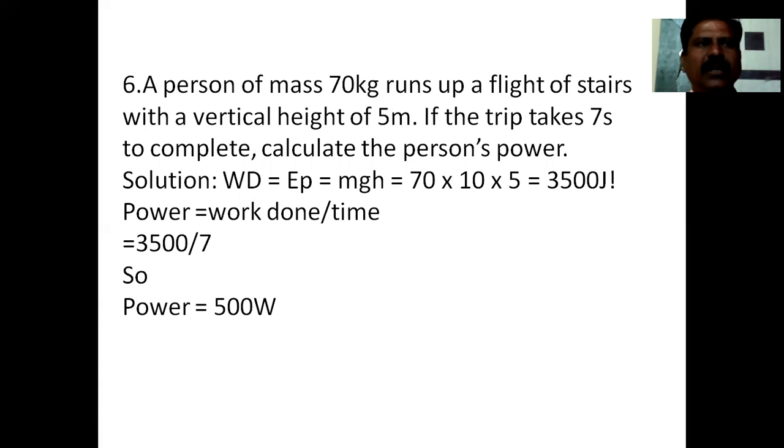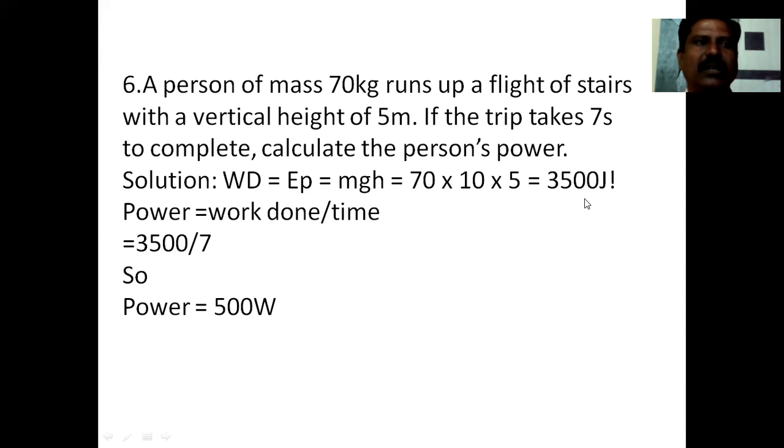Okay. Next, on power: a person of mass 70 kg runs up a flight of stairs with a vertical height of 5 meters. If the trip takes 7 seconds, calculate the person's power. Here the work done is equal to the potential energy produced by that person. So work done is equal to Ep, that is equal to mgh. Here M is the mass of the person, 70, the acceleration due to gravity is 10, and the vertical height is 5.